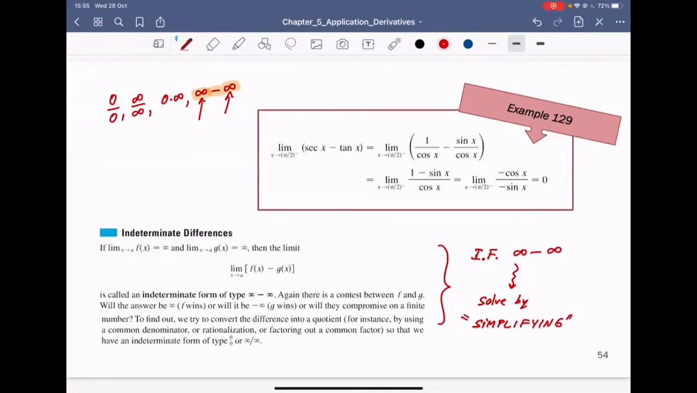No choice. You just need to simplify it. Well, let's look at example 129 here. Let's say I have the limit of secant x minus tan x. How do I do this thing?